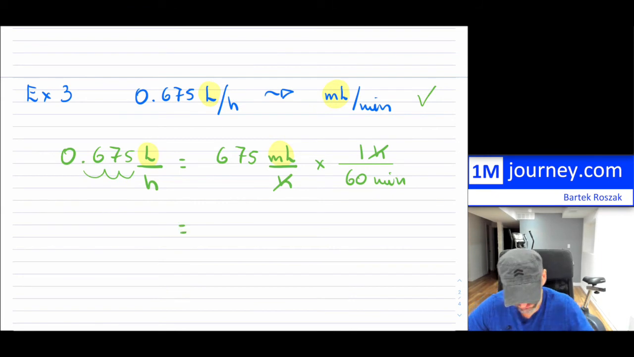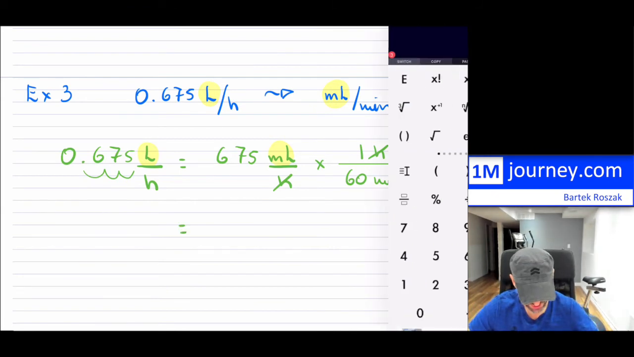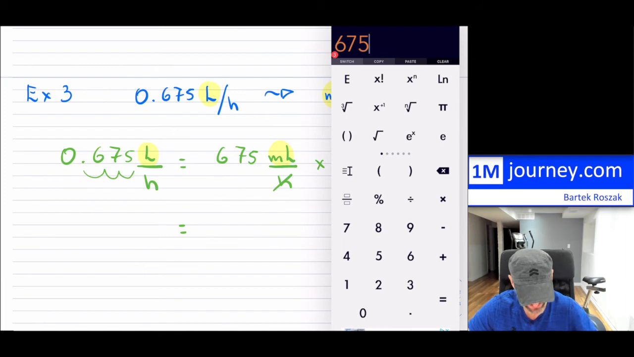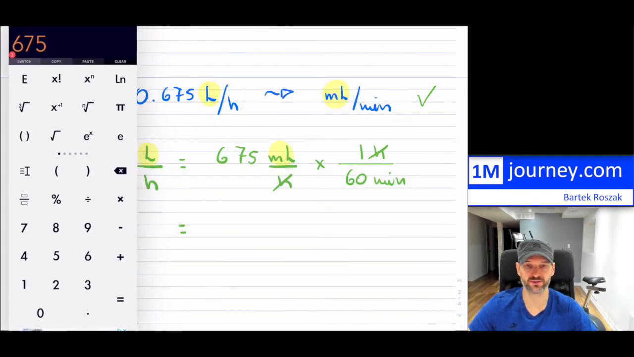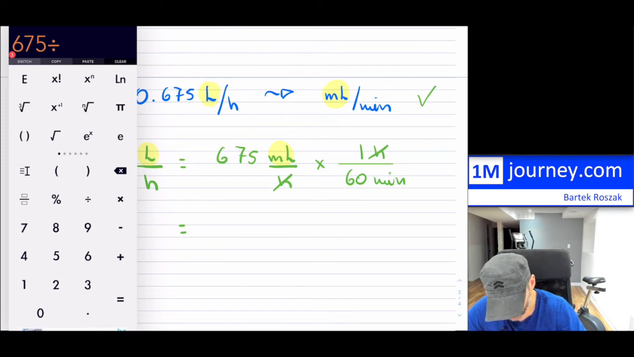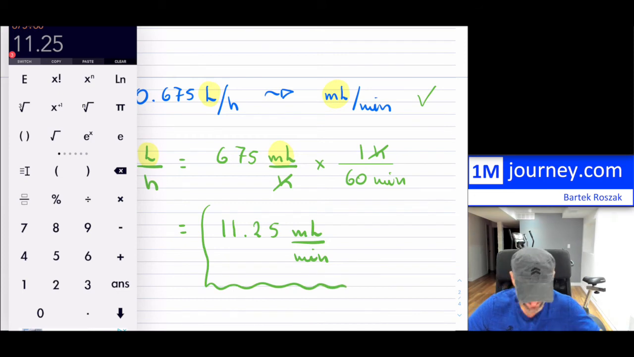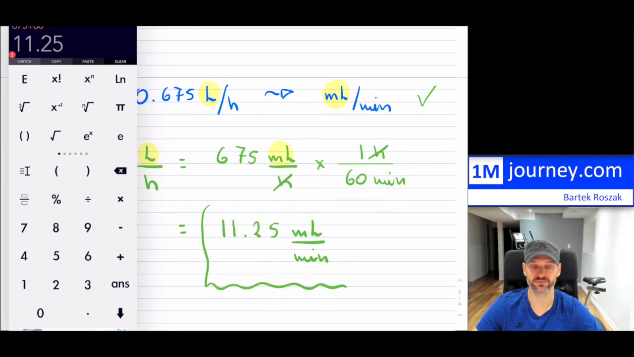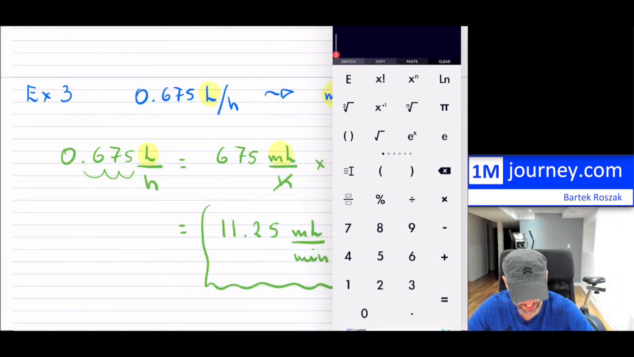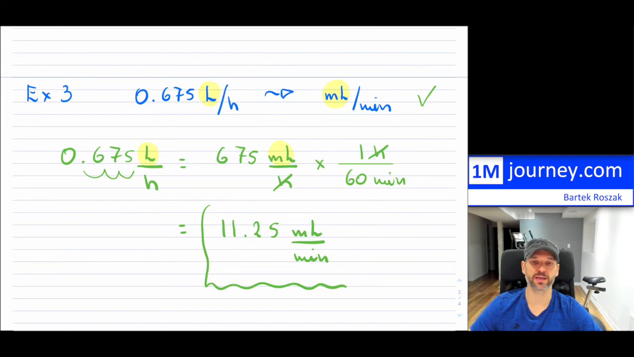And now from here, all you do is take 675 times 1, which is still 675, and then divided by 60. And that's going to be 11.25 milliliters per minute. So whatever this was a flow for, that would have been the answer. Again, if you have to round and they ask you, you can. Here they don't ask us to round, so we'll just keep it as it is. And that is the conversion. So that's another conversion that you can do and think about.